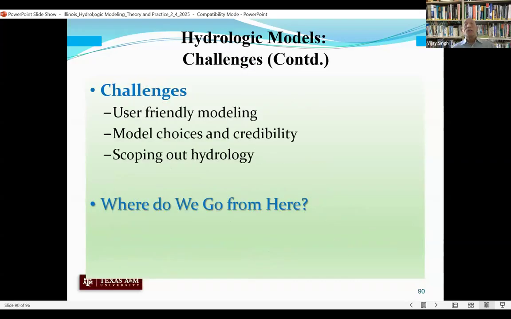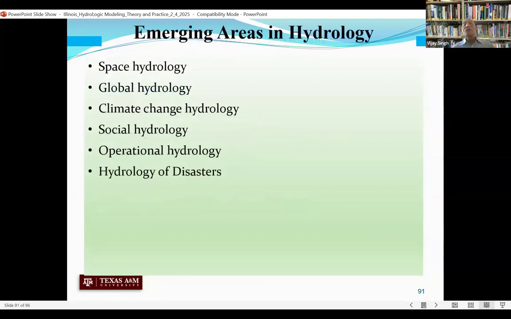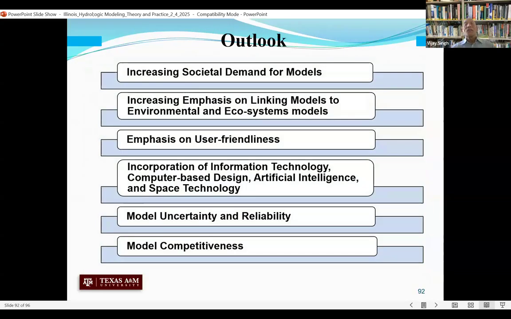And of course, the challenges are that the models must be user-friendly. There must be model choices so that they are credible, and their credibility must be objectively and quantitatively specified. So that will take us to scope out the entire hydrology. Now, of course, we have several areas of hydrology which are emerging, like space, global, climate change, social, operational, and disaster hydrology. So the outlook is we will need more.